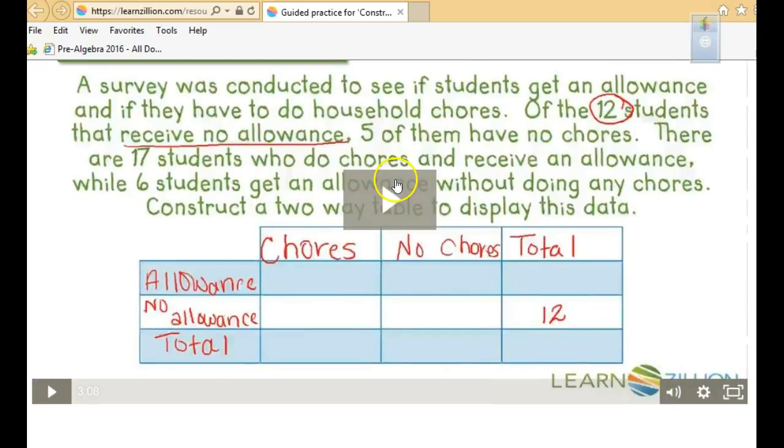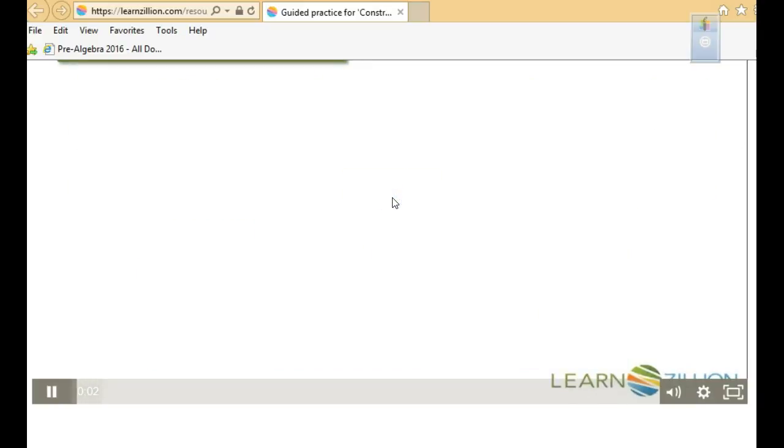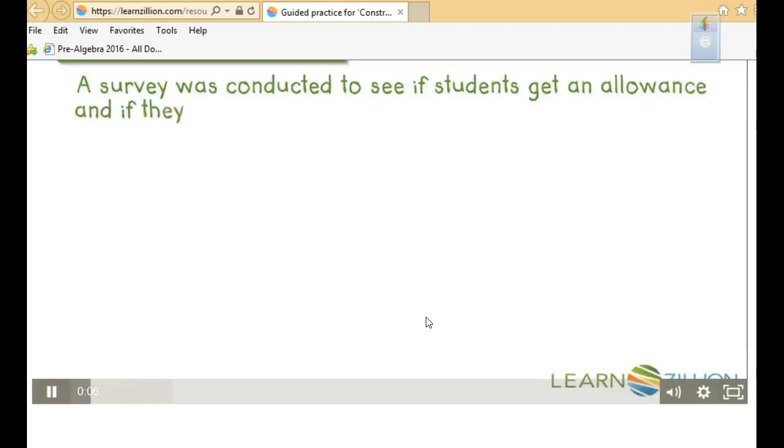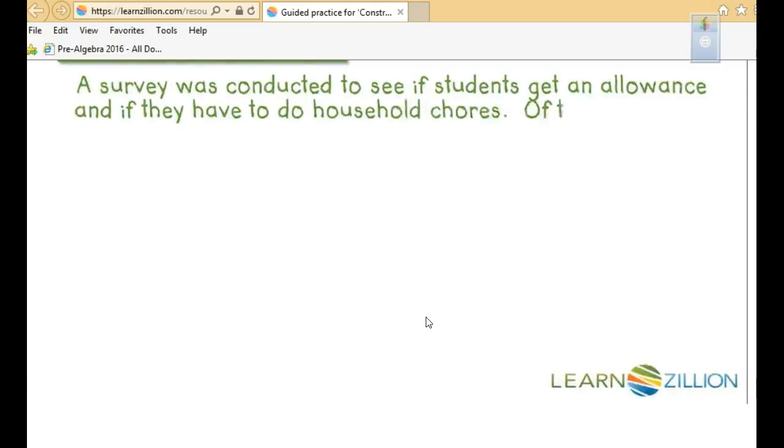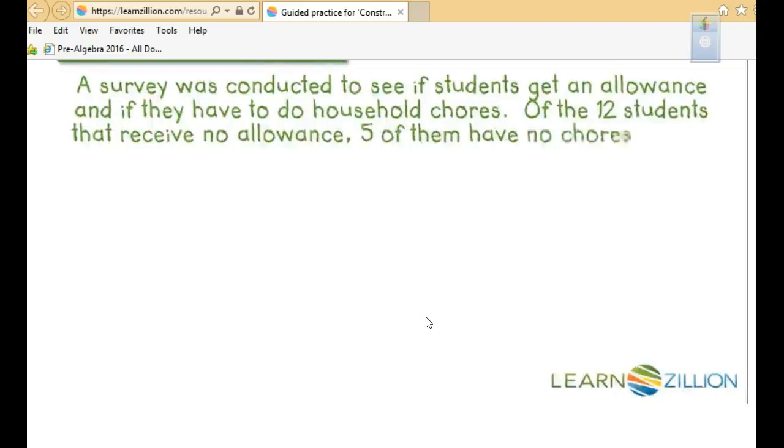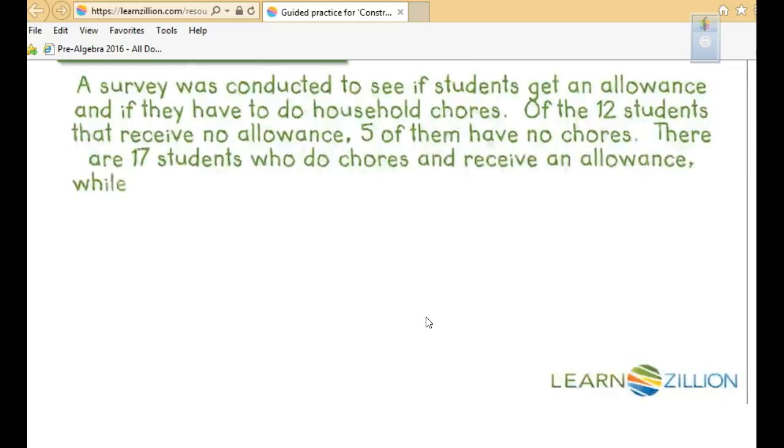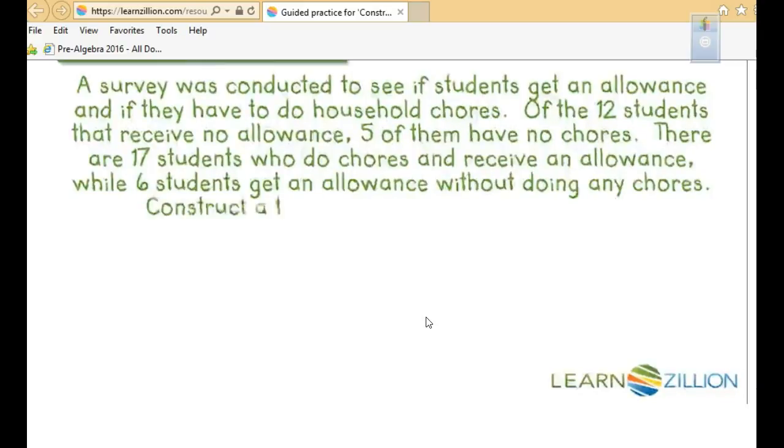And so we're looking at this situation. And you can notice from here how she starts to set it up, and she's going to read through it. A survey was conducted to see if students get an allowance and if they have to do household chores. Of the 12 students that received no allowance, 5 of them have no chores. There are 17 students who do chores and receive an allowance, while 6 students get an allowance without doing any chores. Construct a two-way table to display this data.